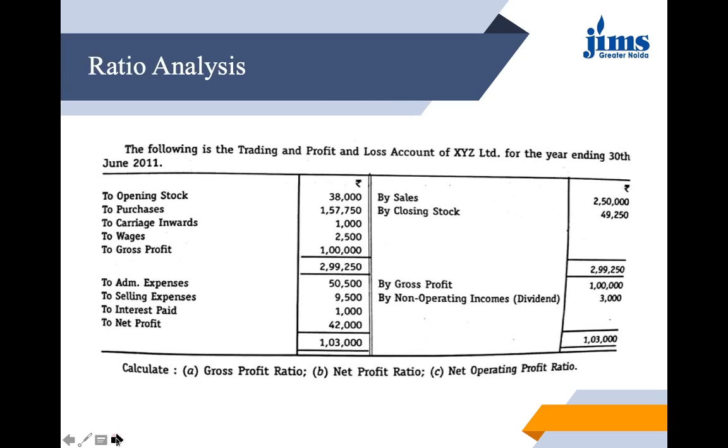I have given a question here where a trading and P&L account is given to us. We need to calculate GPR, NPR, and net profit. You can see simply the sales is 2,50,000. Gross profit is given as 1 lakh. Net profit is 42,000. Simply we can pick out the things from here and calculate it. Only the net operating profit ratio will take certain calculations, like non-operating incomes such as dividend, and selling and administration expenses are here. So we will see the solution on the next slide.